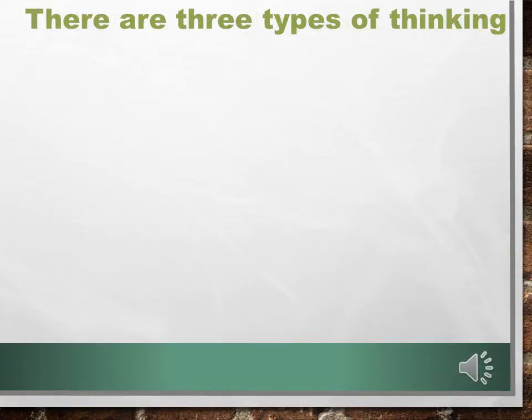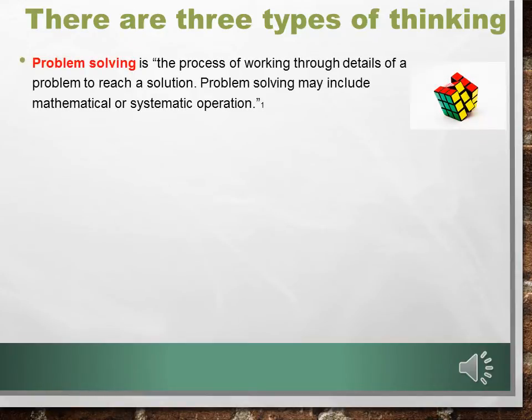What does it mean to think like a lawyer? And how is that going to help you? Well, to answer these questions, we need to look at three types of thinking. The first type is problem solving. This is the process of working through details of a problem to reach a solution. Problem solving may include mathematical or systematic operation.